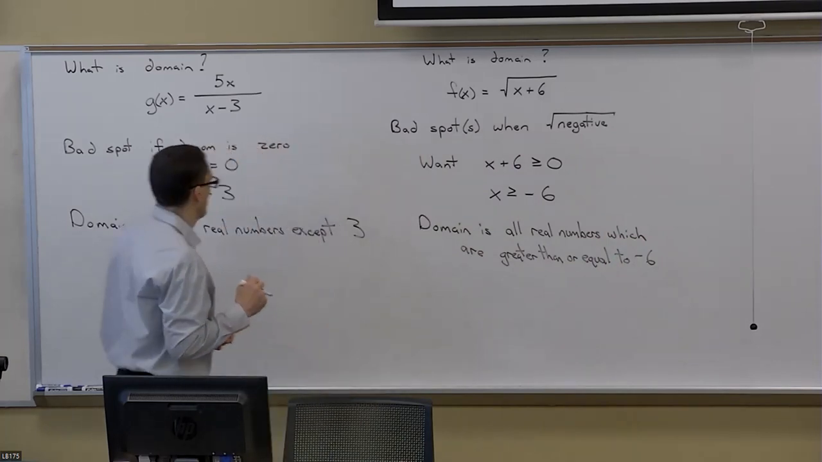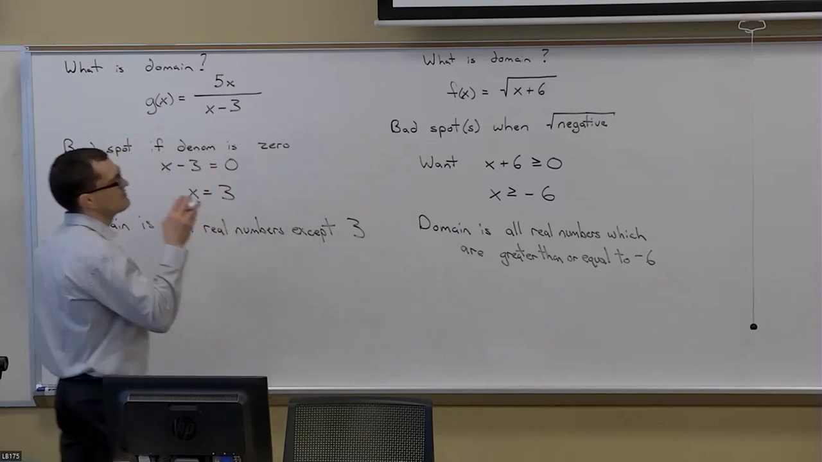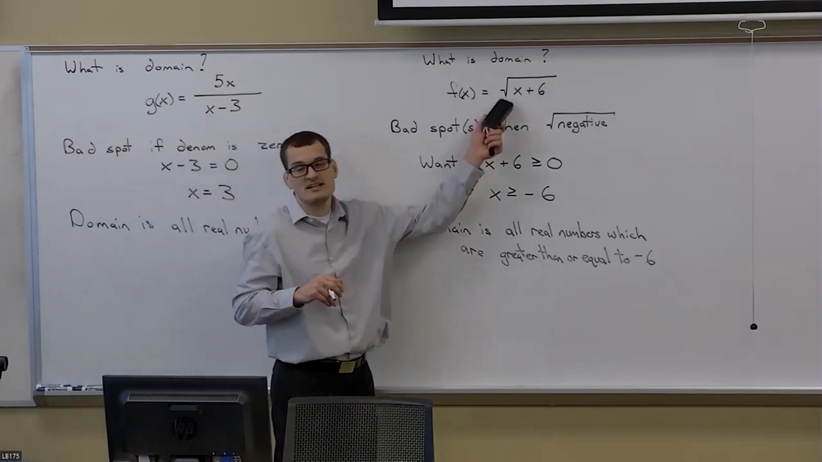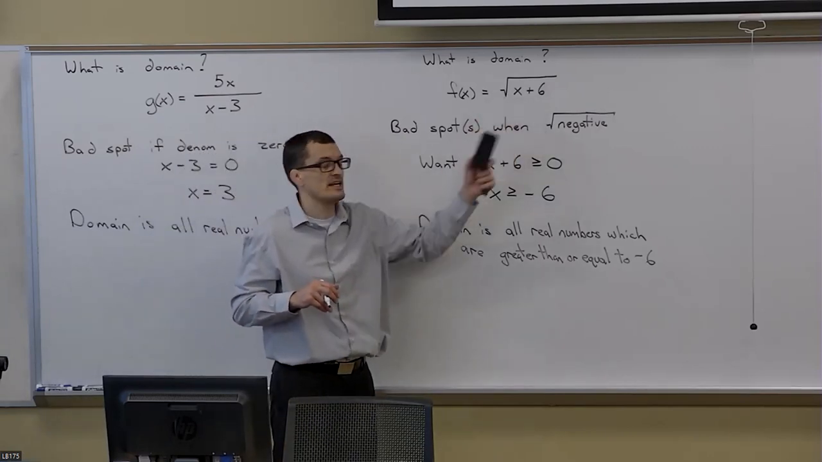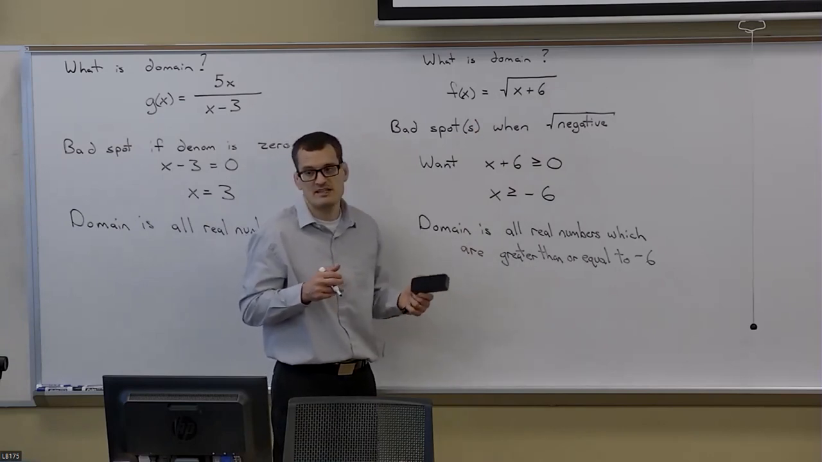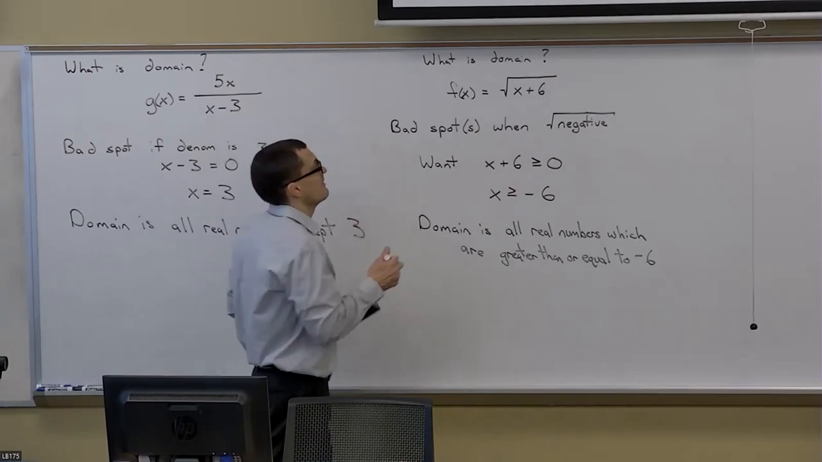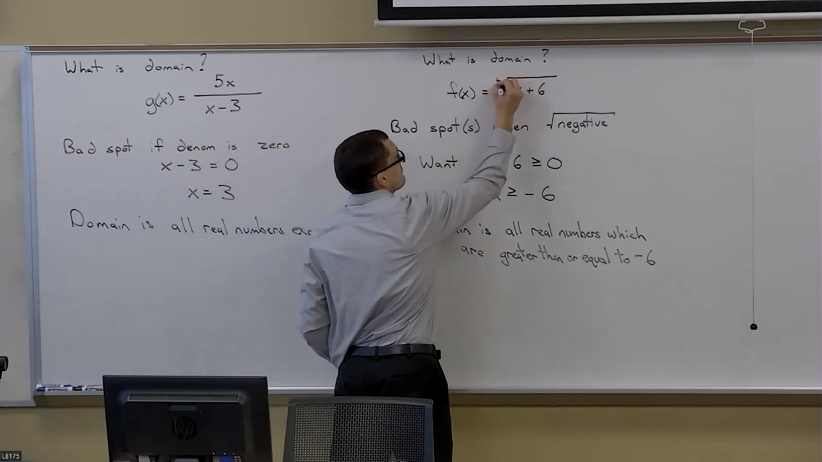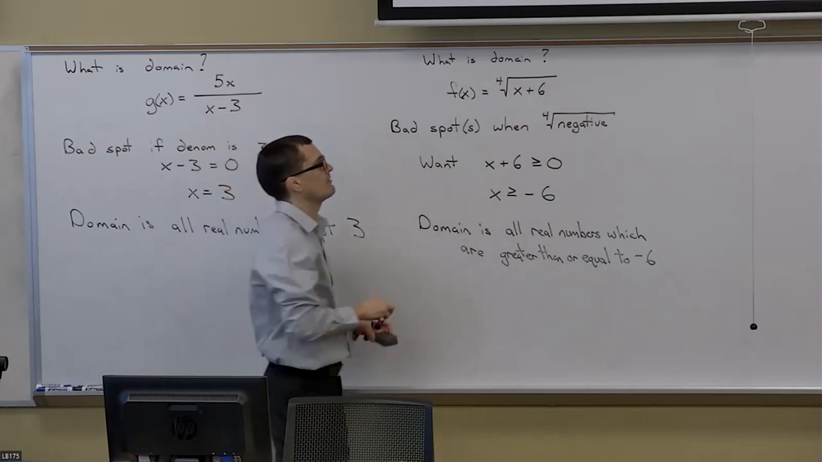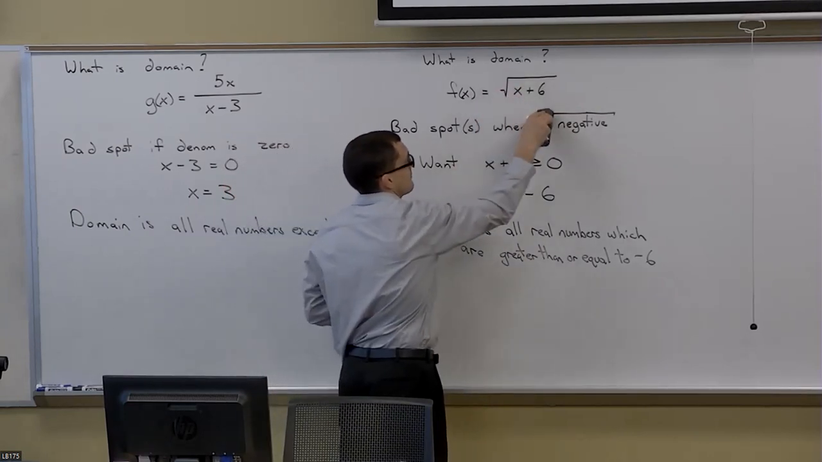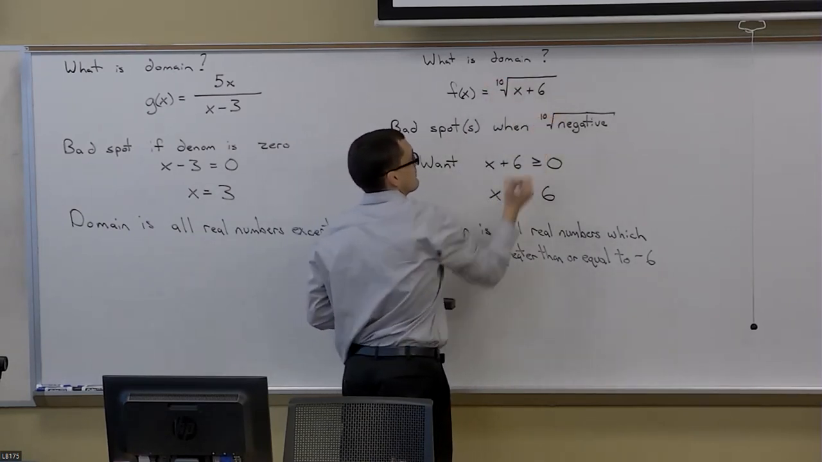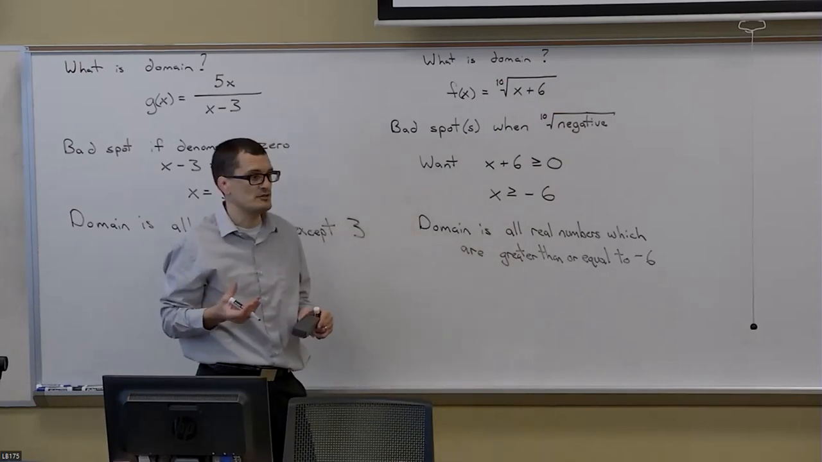So if we're looking for the domain of something with a square root, the bad spots happen when we get square roots of a negative number. Therefore, we want anything under the square root to be at least 0. And this would go for all even roots. So if I did a 4th root, really nothing changes. Or if I did a 6th root, or an 8th root, or a 10th root, all even roots have that issue.